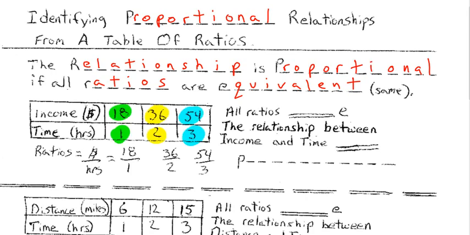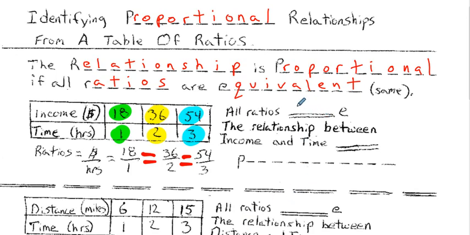That means the same. So looking at income versus time, that first ratio is 18 over 1. The next one's 36 over 2. Those are equal, because 36 over 2 is 18. And 54 divided by 3 is also 18. They are equivalent.